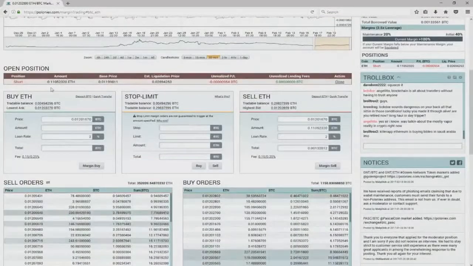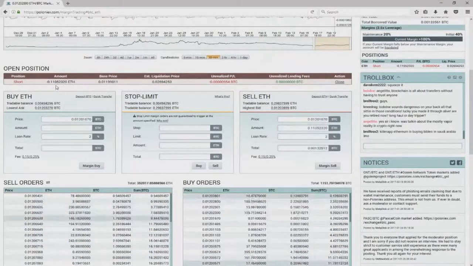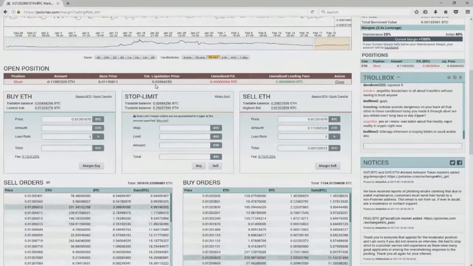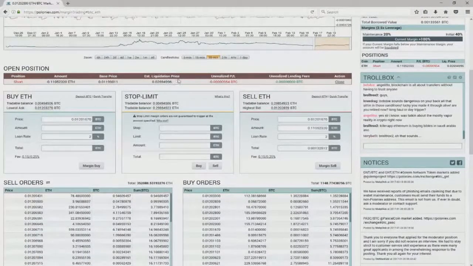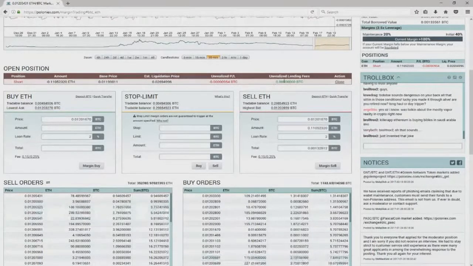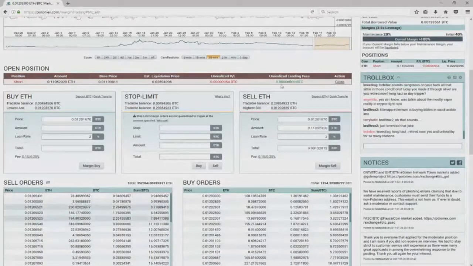So it shows that I'm short, tells me the amount that I'm short, tells me the base price, the estimated liquidation price. So if the market moves up to 0.026, which is pretty far away, then I would lose everything in my account and get liquidated. It shows me my unrealized profits and loss. So I'm starting off at a negative by 954 satoshis, and then it'll show the unrealized lending fees. And this is basically just the fees that I have to pay in interest for borrowing the coins.